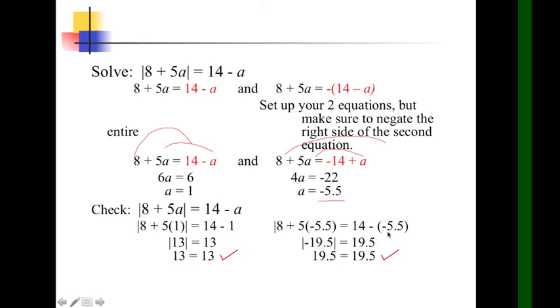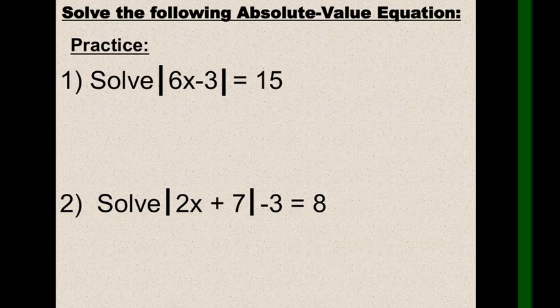And this one, positive yan. So, 14 plus 5.5, kasi negative times negative is positive. So, 19.5. The absolute value of negative 19.5 is 19.5. For this one, 13 equals 13. So, parehong equal sila. Therefore, tama yung answer natin for a, which is a equals 1 and a equals negative 5.5.